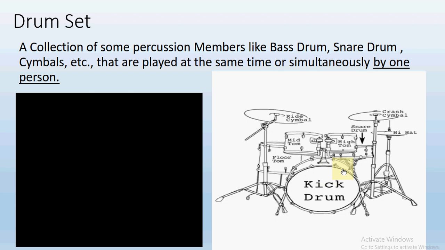simultaneously by yourself. So you're going to be playing the kick drum. This is called the tom. You have the mid tom, the high tom, and the floor tom. Then you have the hi-hat, and the snare. And the cymbals: you have the crash and then the ride cymbal. So this is a crash and this is a ride.